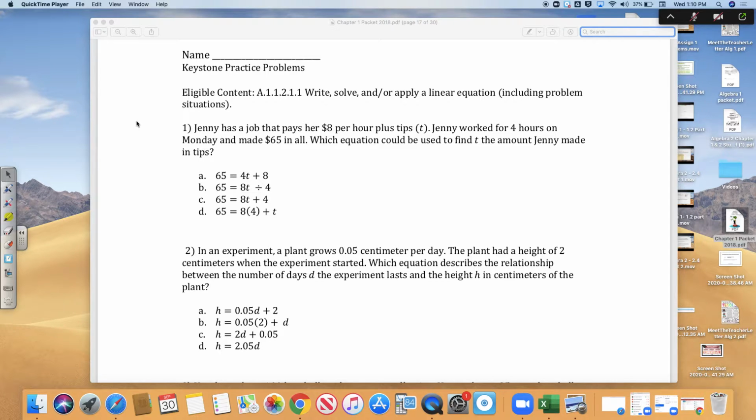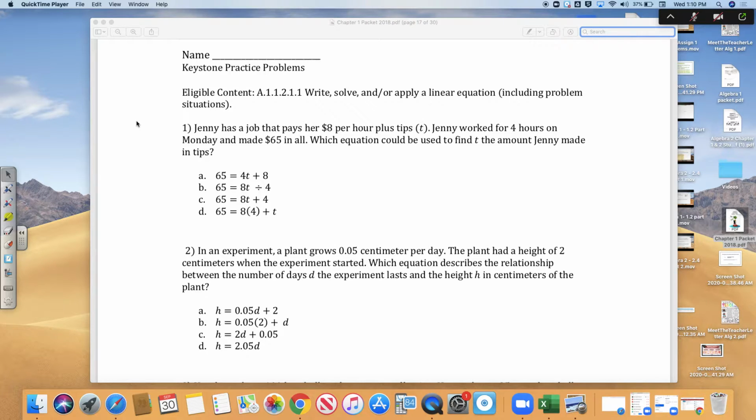So number 1, Jenny has a job that pays $8 per hour plus tips. Jenny worked for 4 hours on Monday and made $65 in all. Which equation could be used to find T, the amount Jenny made in tips?